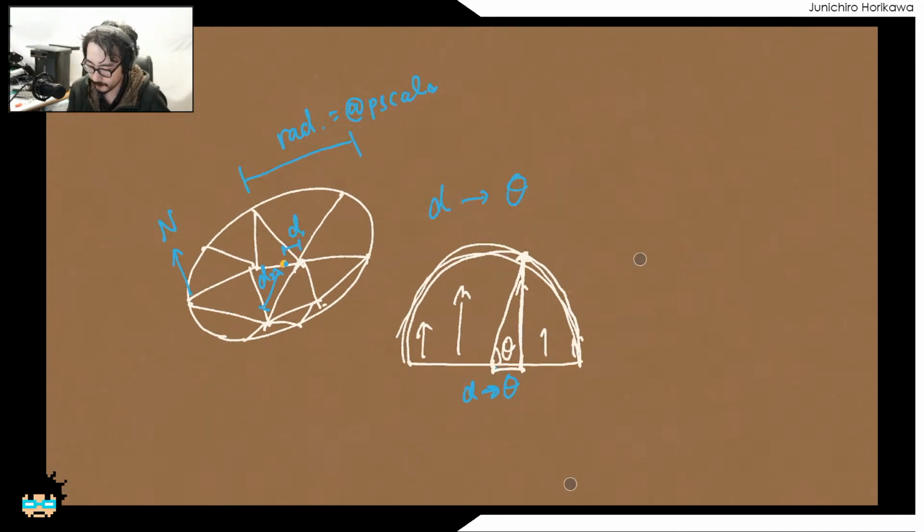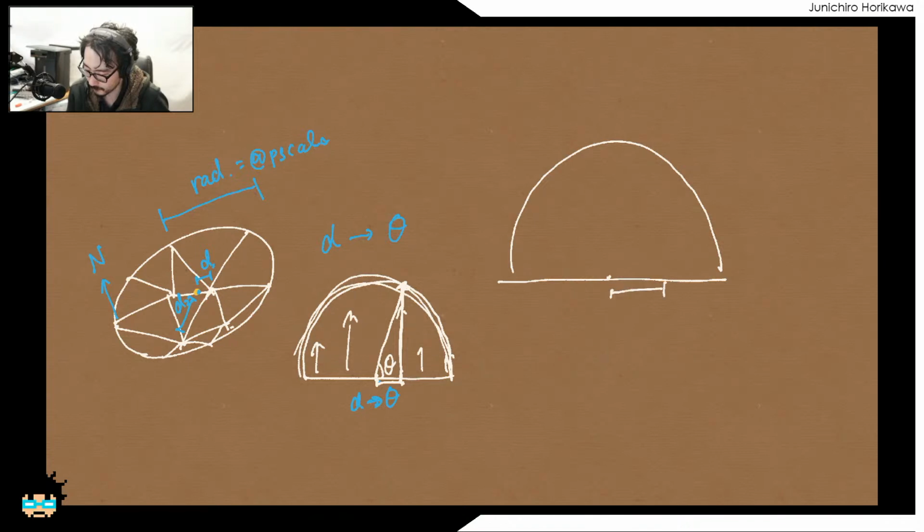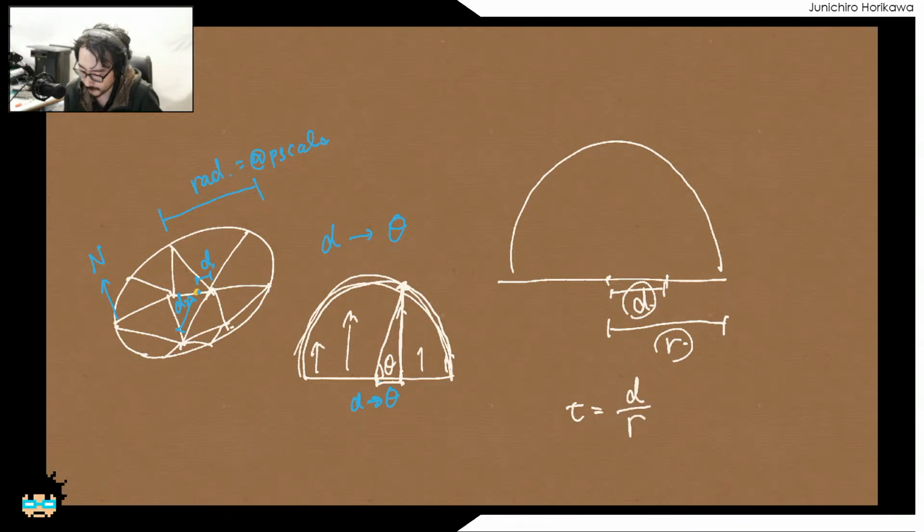Okay, so first thing first, I need to have this distance. So let's see, I have got this distance value, right? Okay, now what I would like to do from here, I also have this radius value right here. So with these, I can calculate first of all the ratio from this d and r. So I'm gonna call the ratio t, which is d divided by r.